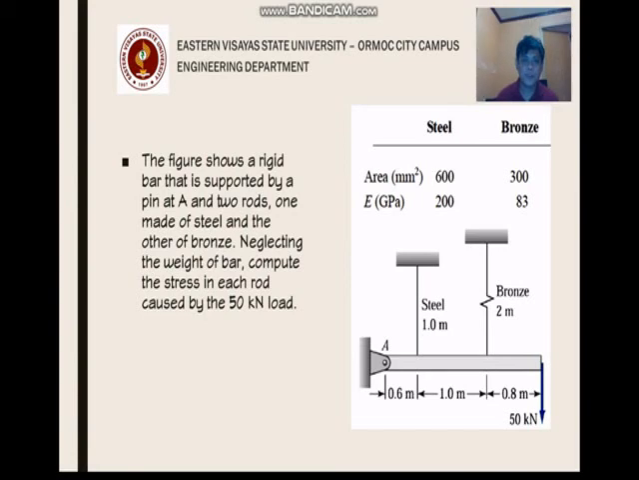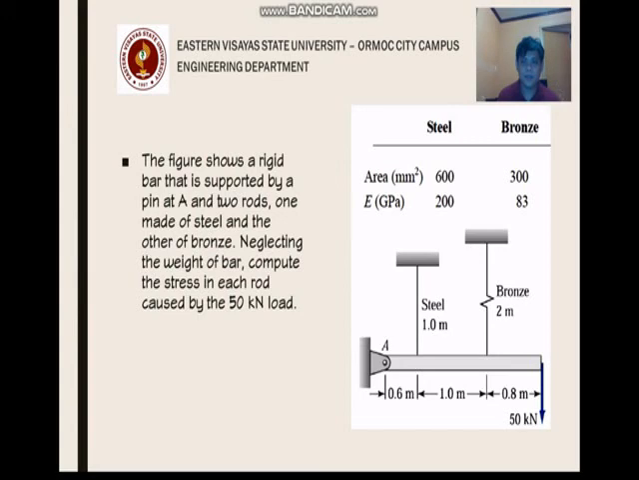The figure shows a rigid bar that is supported by a pin at A and two rods, one made of steel and the other made of bronze. So neglecting the weight of the bar, we need to compute the stress in each rod caused by the 50 kilonewton load applied at the end.